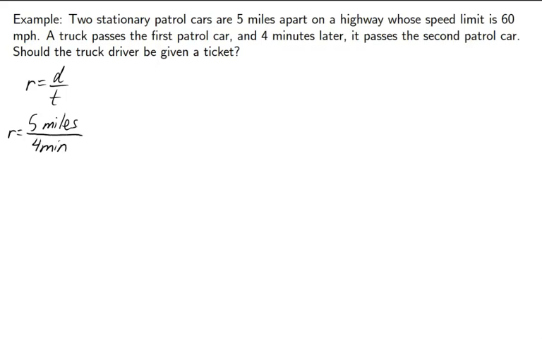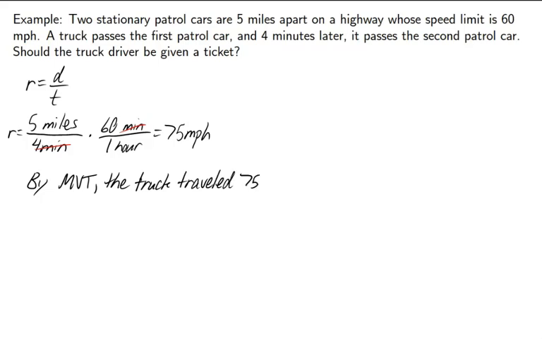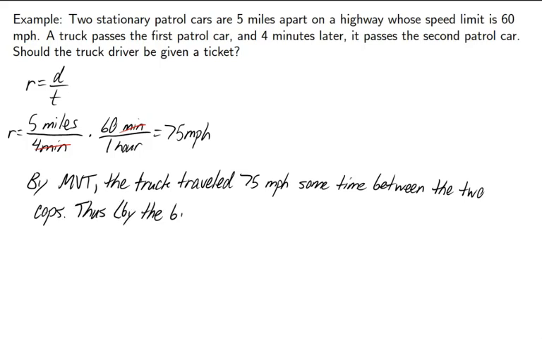We're being given a speed limit of 60 miles per hour, so let's convert minutes to hours. We know there are 60 minutes in 1 hour, so the minute units cancel, and we get 75 miles per hour. By the mean value theorem, which I usually abbreviate, the truck traveled 75 miles per hour sometime between the two cops. Thus, by the book, he should get a ticket.